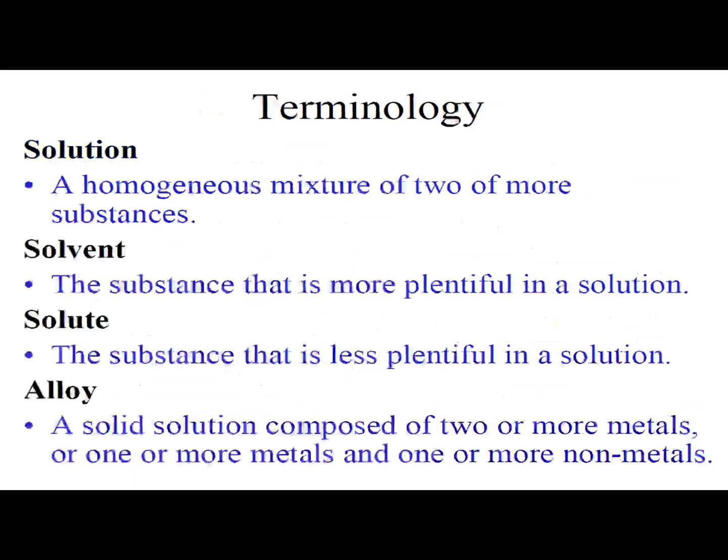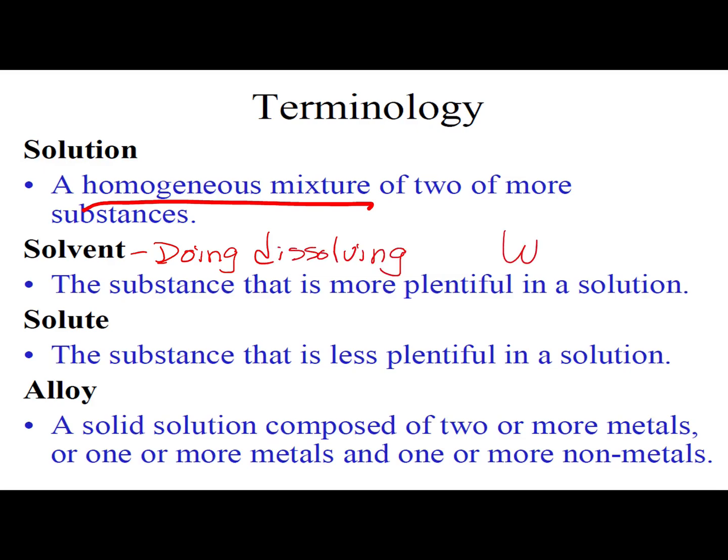So some terminology: we have a solution. That's going to be a homogeneous mixture of 2 or more substances. Solvent is the thing doing the dissolving, where the solute is the substance that is being dissolved. So this is doing the dissolving. Commonly, it is water, and the solute is what is being dissolved in it.